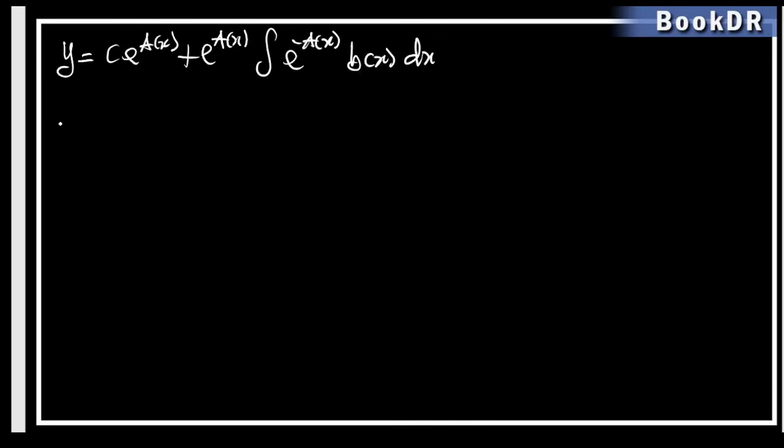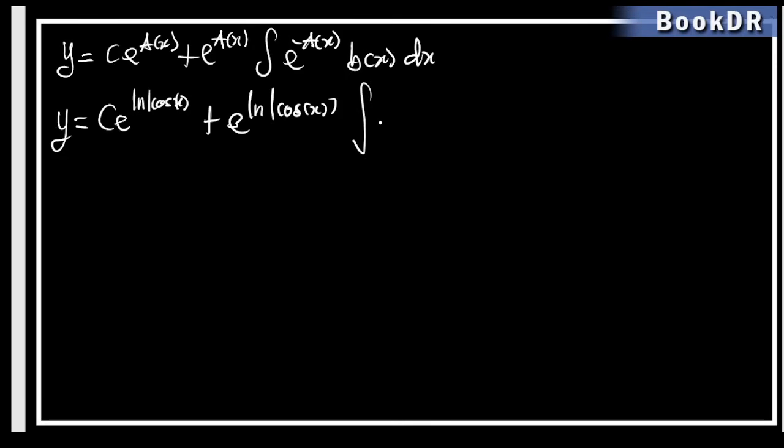Let's substitute the expressions we obtain. So we see y = C e^{ln cos x} + e^{ln cos x} multiplying the integral of e^{−ln cos x} multiplying the function b(x), which is 2 cos²x sin x − sec x.